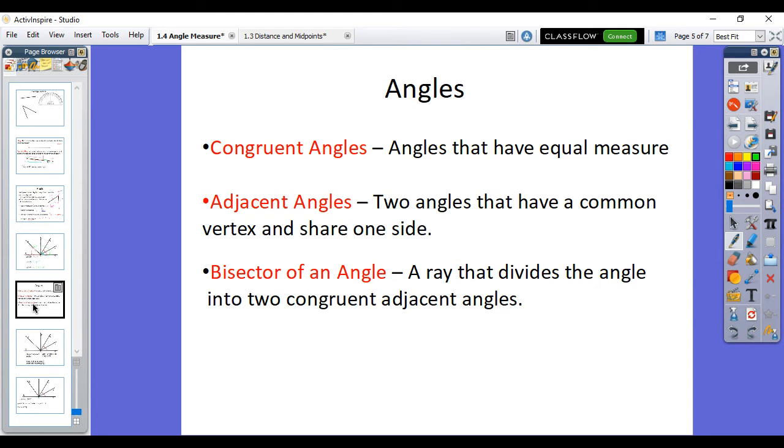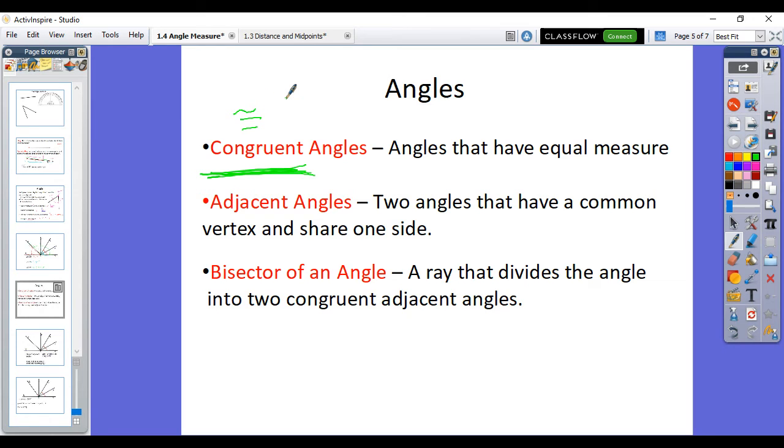Okay, so let's talk about different types of classifications for angles. Congruent angles are angles that have the exact same measurement, whether they're facing the same way, up, down, left, right, doesn't matter. If the measurement inside is the same, they are congruent. Again, we talked about this word before. Things that are congruent are exactly the same. The sign for congruent is that.